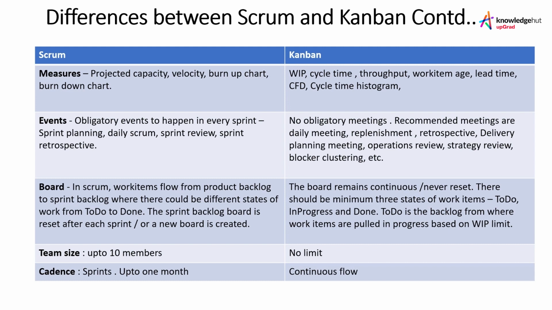Then let's talk about the board. So in the Scrum, the work items flow from the project backlog to the sprint backlog at the beginning of every sprint. And then within the sprint backlog, there could be different states of the work, which generally gets started from to do to done.